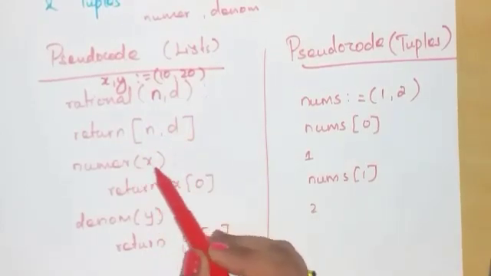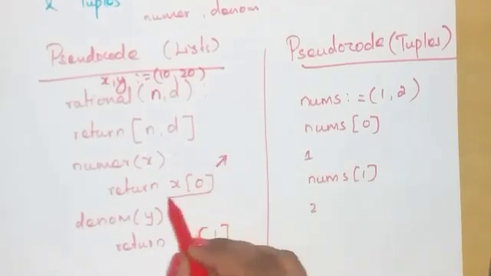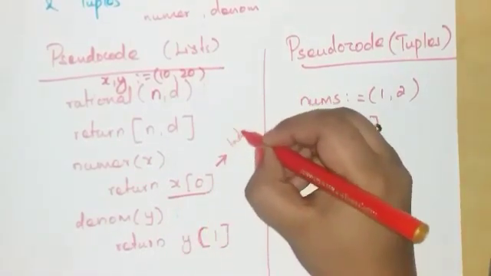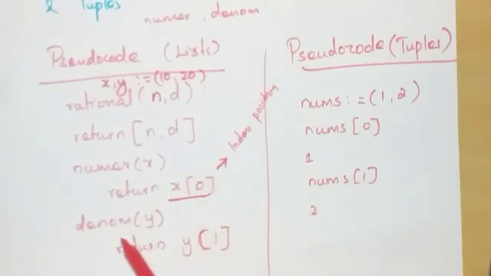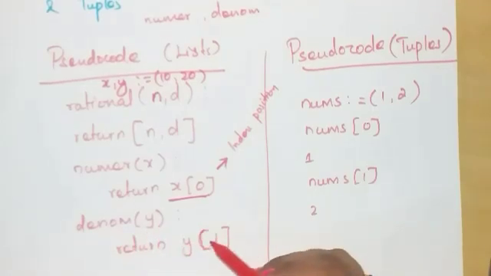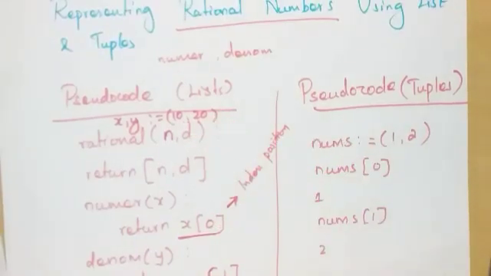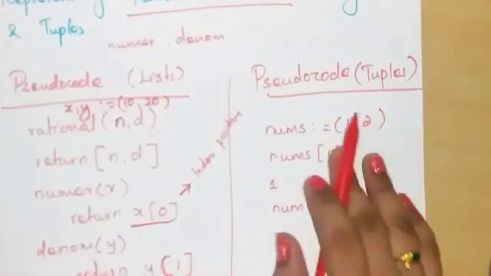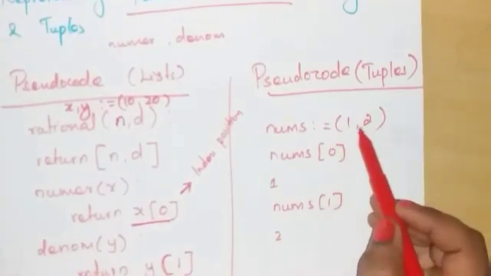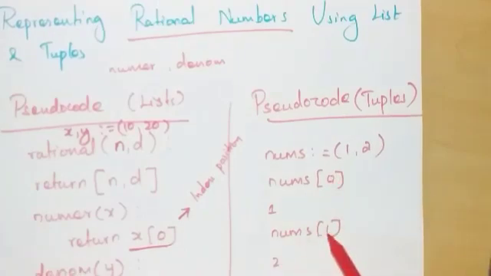If you are calling numerator value x, it returns the value that is present in 0th position. What is the meaning of this? Index position, which means the x variable is stored in 0th position. Next, if you are calling the denominator variable y, it returns the value that is present in first position. 10 is stored in 0th position and 20 is stored in first position. Okay, so this is the pseudocode for list and this is the pseudocode for tuples. Here 1 and 2 are stored in tuple nums. 1 is stored in 0th position and 2 is stored in first position.